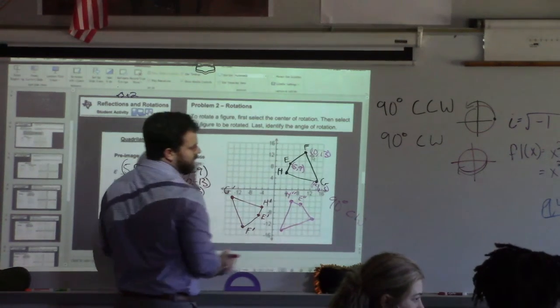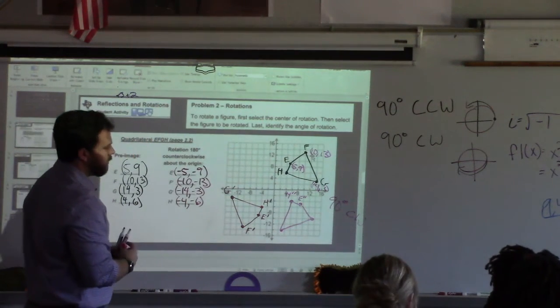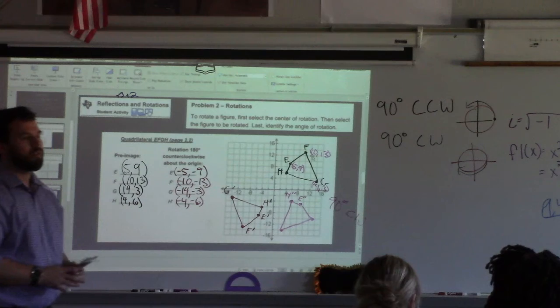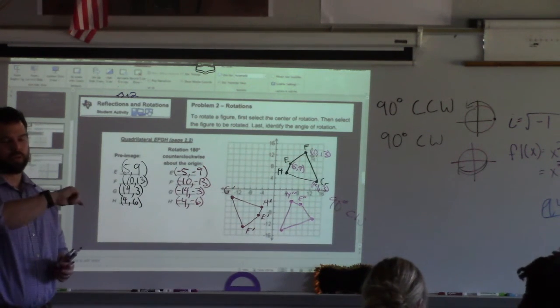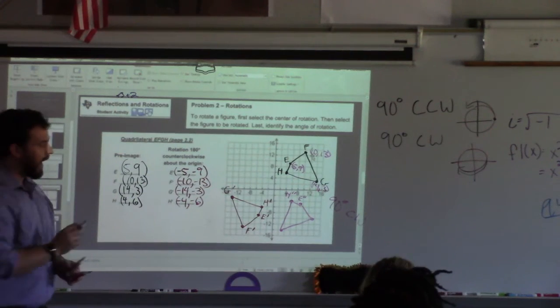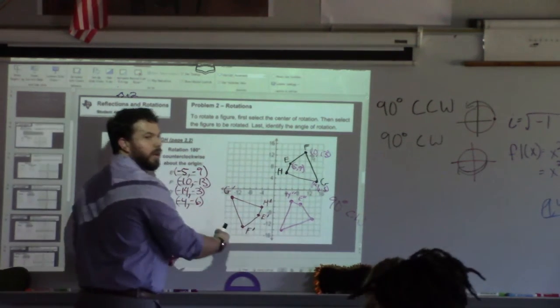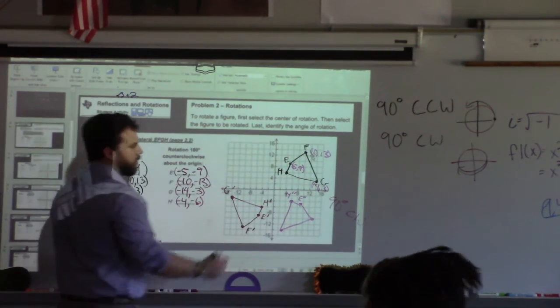So does that look like the same shape? Yes. Now, this is where we want to pay attention. How many degrees do we just rotate? 90. I still have how many more degrees to go to 180? 90.